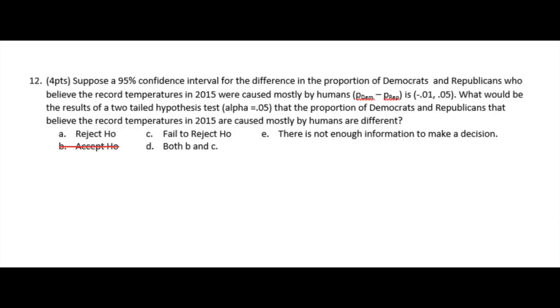So when we do two-tailed hypothesis tests, we have to consider that for step 5 we can either fail to reject H0 or reject H0. So automatically we can cross out B, "accept H0", because that's just not a possibility. Likewise, we can eliminate D since it includes "accept H0" in its answer.